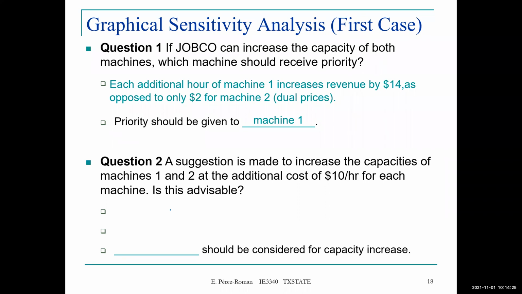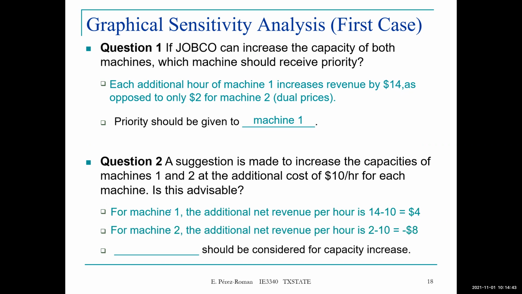Machine 2, if you increase an hour of resource, is just giving you an extra $2, and you're going to spend $10 for increasing that capacity. That's not advisable. So for machine 1, the additional net revenue will be $14 minus 10. For machine 2, the additional net revenue per hour will be only minus 8. So you're going to be spending more money. So only machine 1 should be considered for a capacity increase.